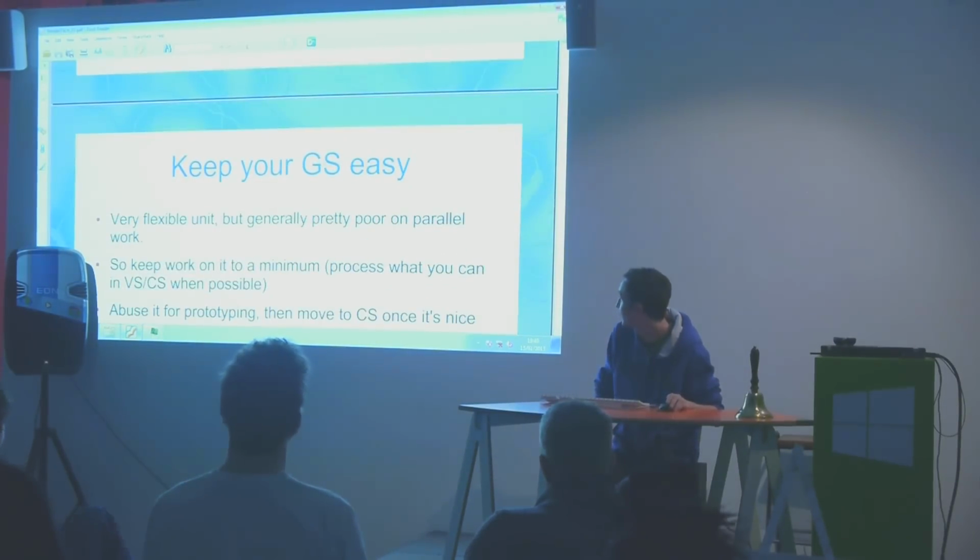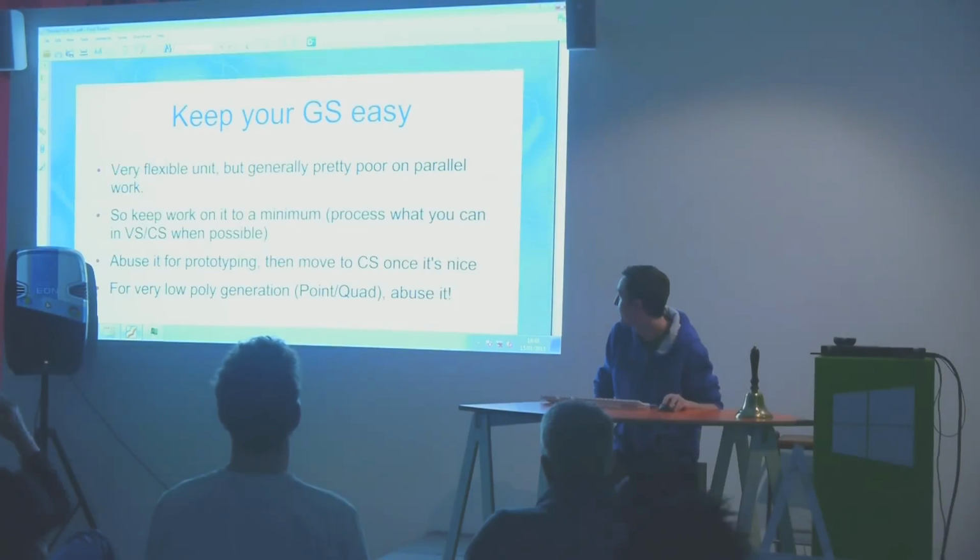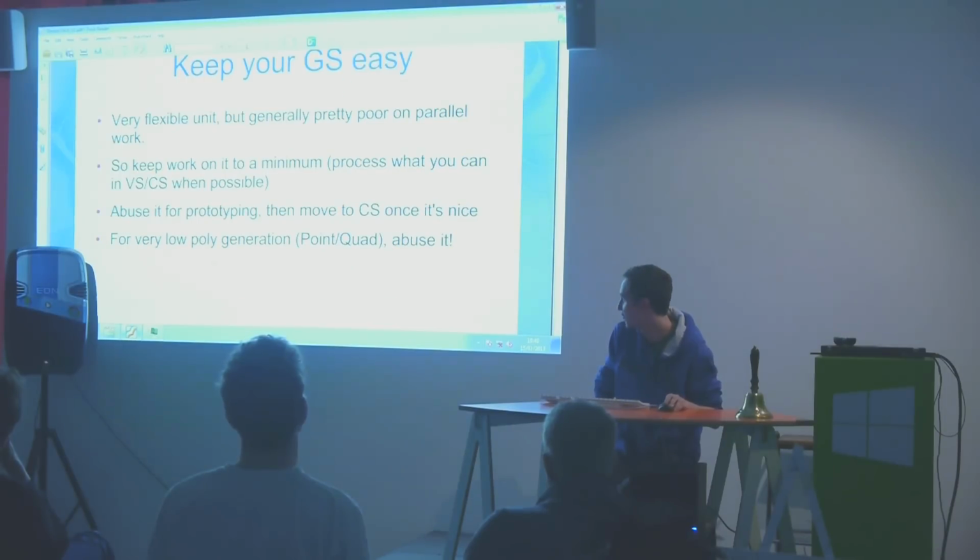Geometry shader is a very flexible unit. It's really amazing. You abuse it for prototyping because it's just great, but it's very bad at parallel work, so it's very slow. So normally you keep it to a minimum. The only case where it's really nice is point to quad, which is the standard particle generation. In that case you can really abuse it, but in most cases you need to keep it easy with it.